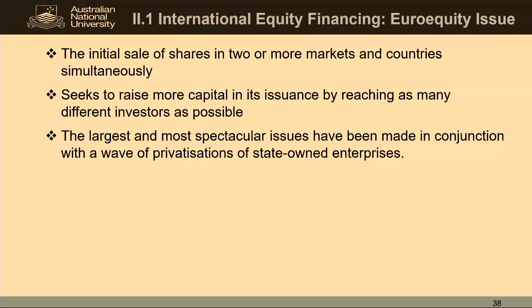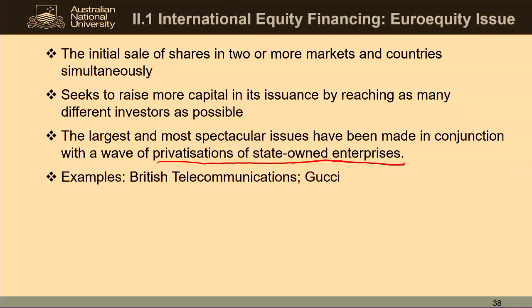The largest and most significant issues have been made in conjunction with a wave of privatizations of state-owned enterprises, right? So those came in vogue before. British Telecommunications was an example that used the Euro equity issue, and Gucci also used it. I'm not sure if you know about Line. It's a Japanese company. It also used Euro equity issuance. I think it was in 2017. So state-owned companies, such as British Telecom, when it became privatized, that's what it used. Also big corporations do that.